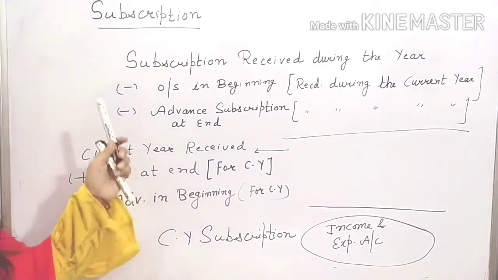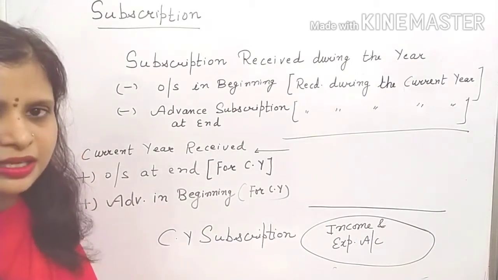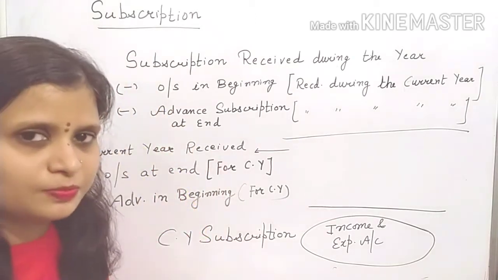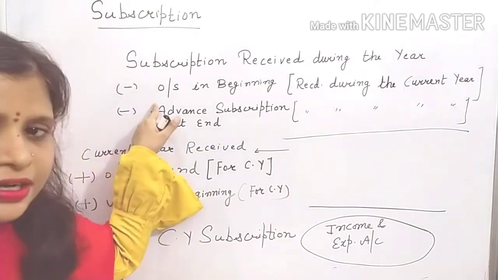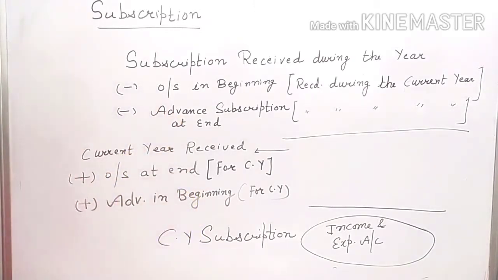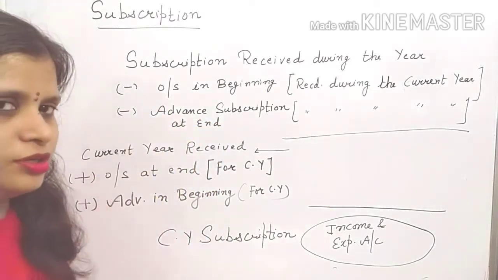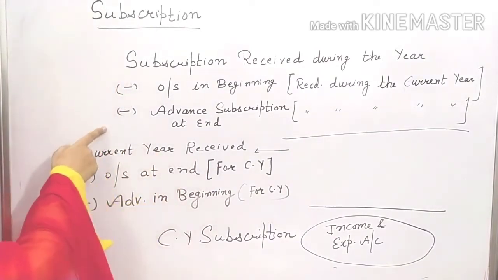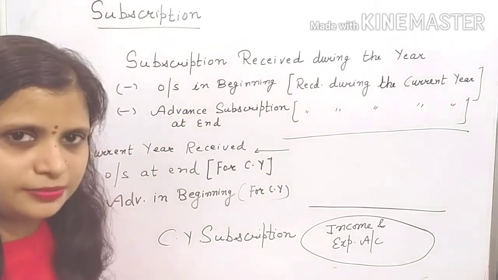In the question you will be given a receipt and payment account. From there you will get the subscription received during the year. Out of this subscription, the amount which belongs to the previous year, that means outstanding in the beginning but received during the current year, will be deducted. Similarly, you may receive some amount for the next year, that means advance subscription at the end. This amount doesn't belong to this year, so you will deduct it as well. If you deduct both of these amounts from the total subscription received, then the balancing figure will be the subscription received for the current year.